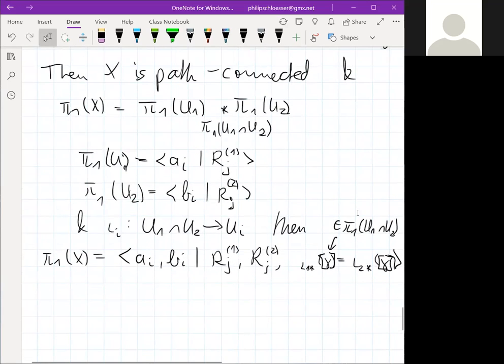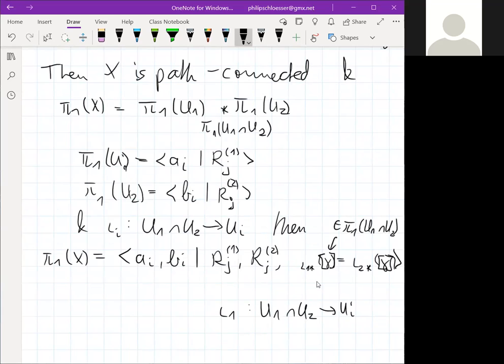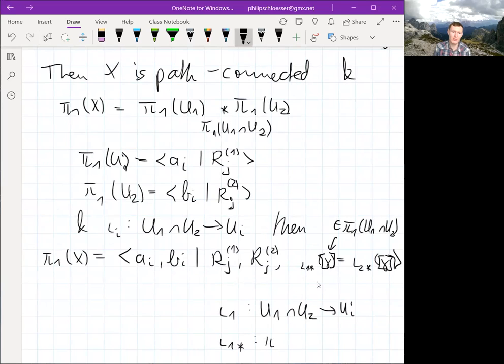So where are you exactly pushing forward to? Well, pushing forward to the fundamental group. Iota 1 is a map between topological spaces. Okay. And then iota 1 push forward is a map between the fundamental groups.